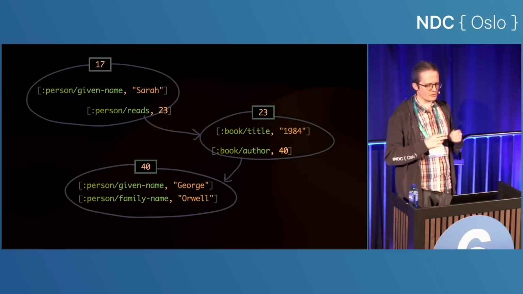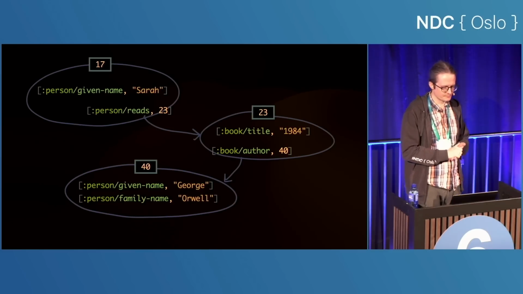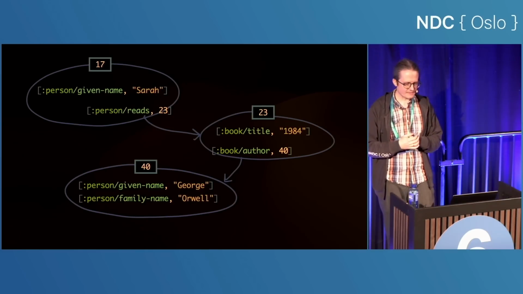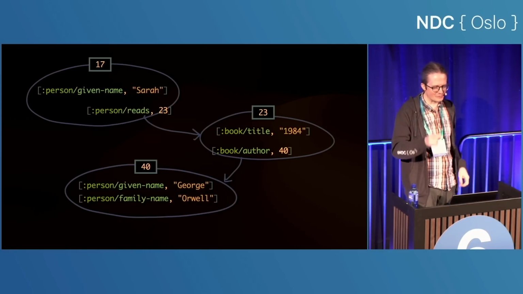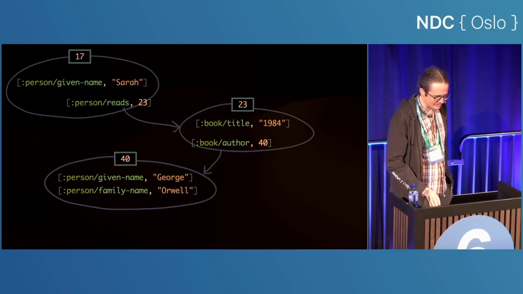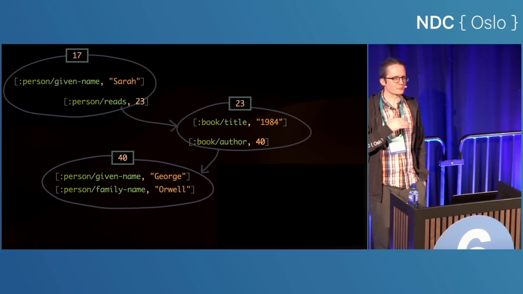And to illustrate just how natural it feels to use Datomic as a graph database, I'm going to show you a little piece of Clojure code. And if you haven't written any Clojure code before, it's fine. I'm going to guide you through it.